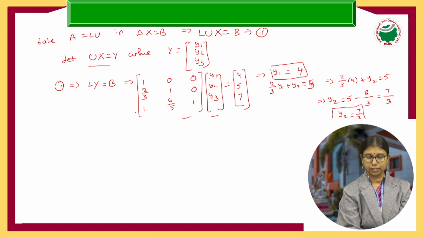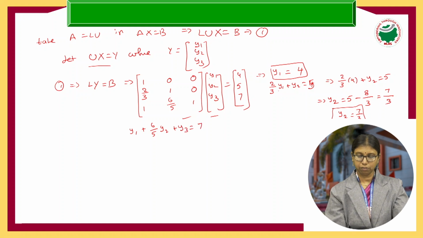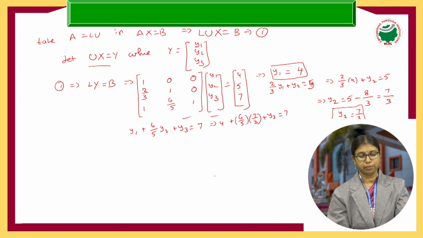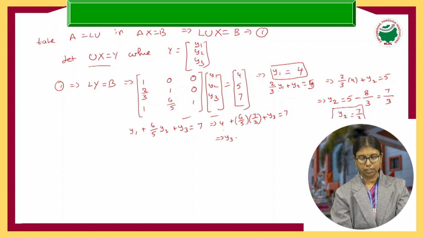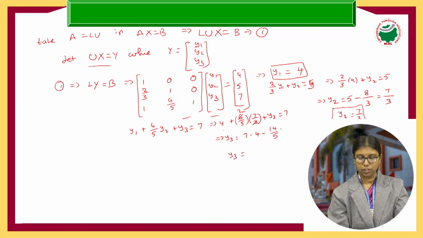Next you have to calculate the third equation. Your third equation is y1 plus 6 by 5 y2 plus y3 equal to 7. Now substitute y1, y2 here. y1 is 4 plus 6 by 5 into 7 by 3 plus y3 equal to 7. First you take these two values to the right hand side, then y3 equals 7 minus 4, and here 3 2s are 6, so 2 into 7, 14 by 5. If you are taking plus 14 by 5 to the right hand side, you will get minus 14 by 5. So y3 equals 7 minus 4, which is 3, minus 14 by 5. By taking LCM, you will get 3 5s are 15, 15 minus 14 means this is 1 by 5. So y3 is 1 by 5.